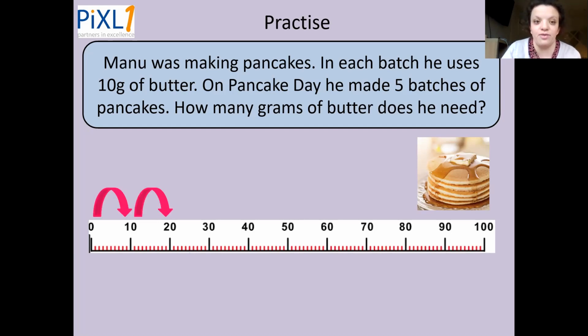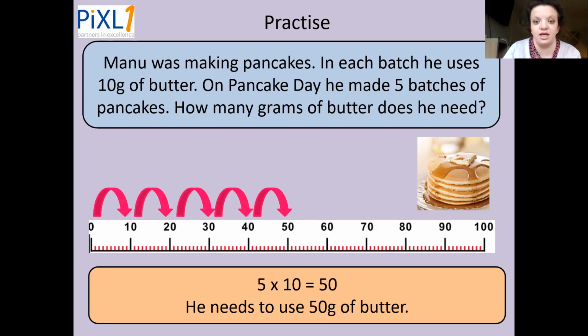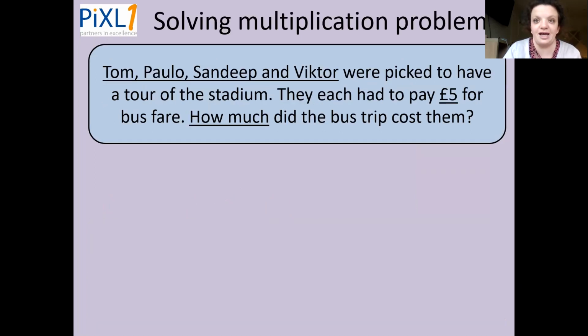Okay, well done. So we are using the number line. We've got 1, 2 batches, 3 batches, 4 batches, 5 batches. So 5 batches of 10 grams equals 50. 50 grams of butter.